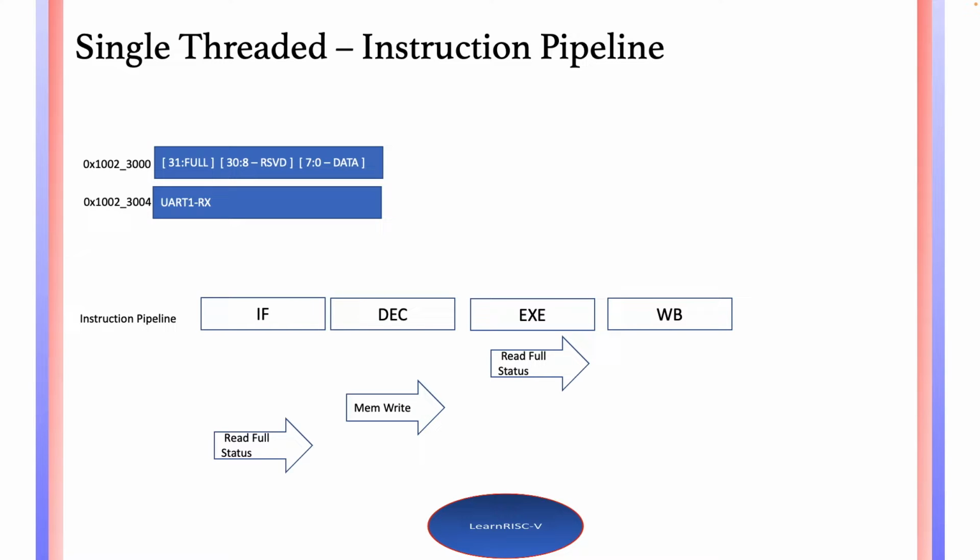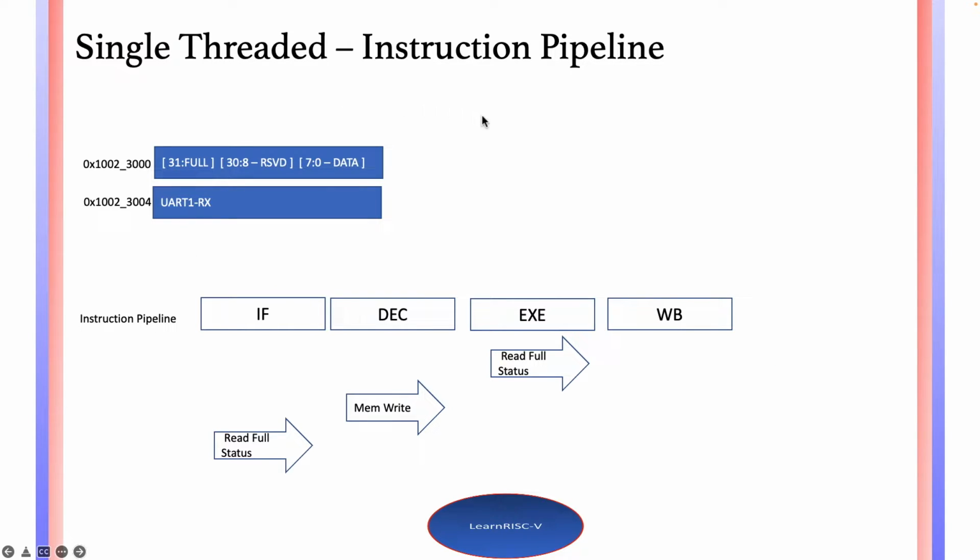But let's take an example of a DLX pipeline or other, a simple processor with a simple pipeline. This is the simplest pipeline: instruction fetch, decode, execute, and write back. I don't know if there can be any simpler pipeline.